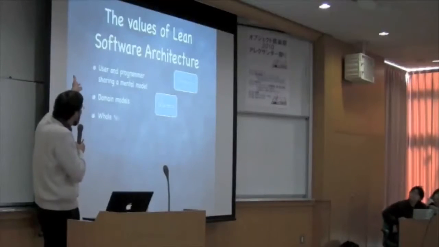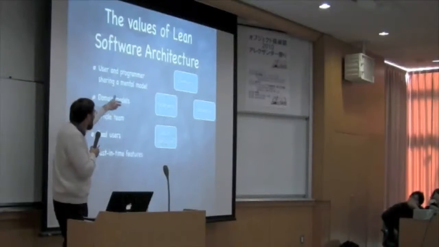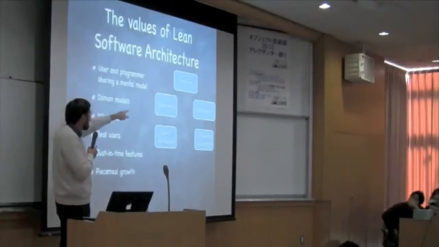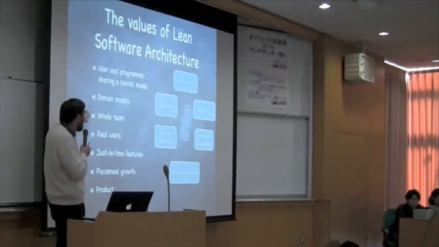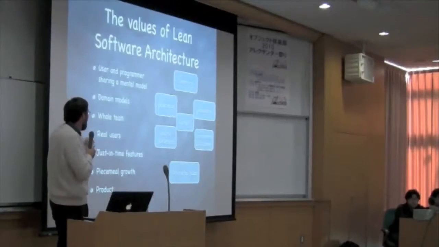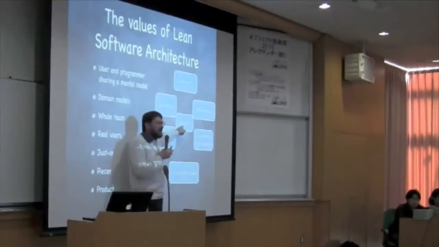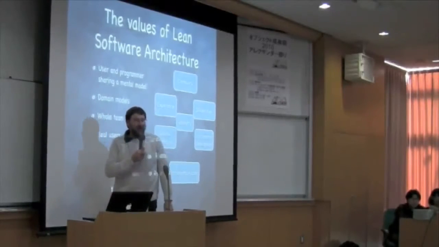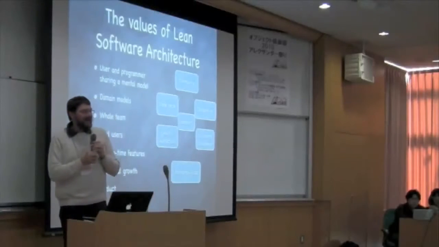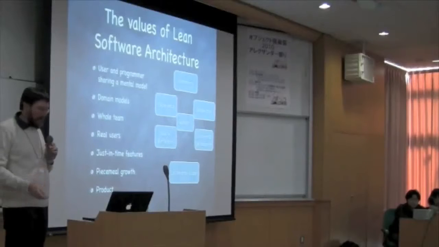So, community, yes, we have user and programmer sharing a mental model. Experience, yes, we have domain models. Deliberation, yes, we have the whole team working together. Soulful reflection, just-in-time features, piecemeal growth, and we restored product. It's not just all process anymore. We have geometry again. We have a real product, something that reflects what is in our mind.